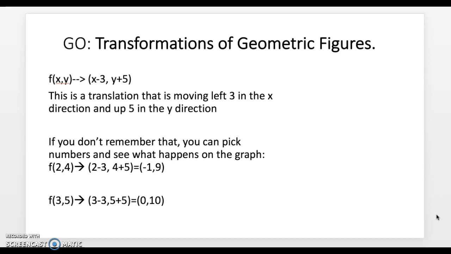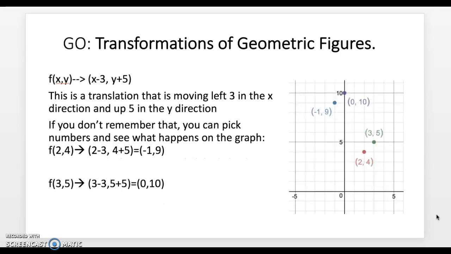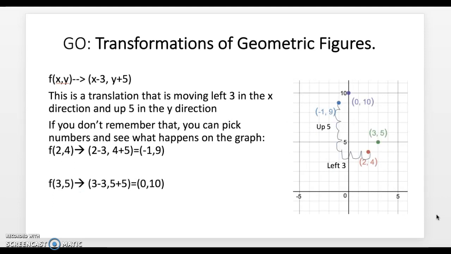2 minus 3 is plugged in. The 2 is plugged in for x, and then the y is plugged in for y, 4 plus 5, and that gives us (-1, 9). Then we do the same thing for (3, 5). Put that on our graph. Notice that in both cases it's moving up 5 and left 3. And so we can say, oh yeah, I know this is a translation that's moving left 3 in the x direction, up 5 in the y direction.